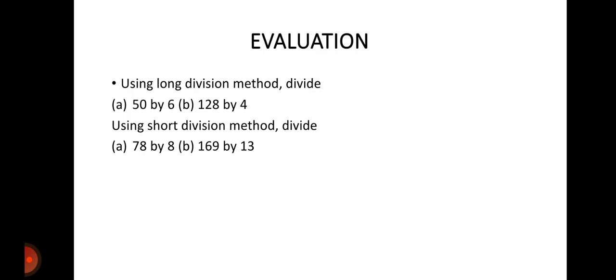After this, we look at some questions that were given to us for us to divide with or without remainder. First of all, using the long division method, let us divide 50 by 6 and 128 by 4. Then, coming down, we use the short division method to divide 78 by 8 and 169 by 13.